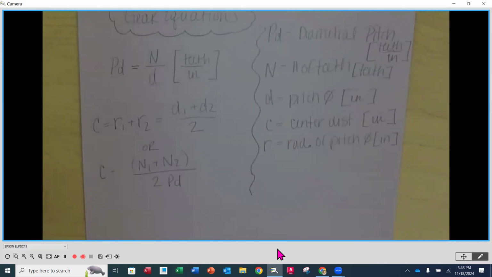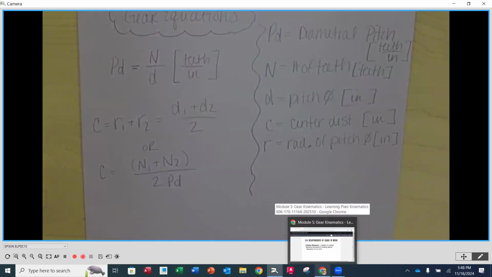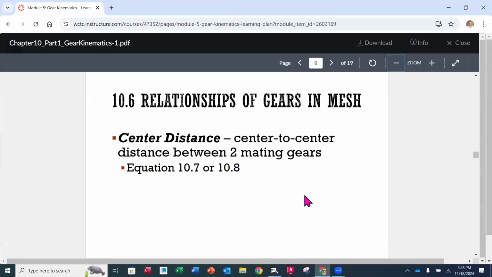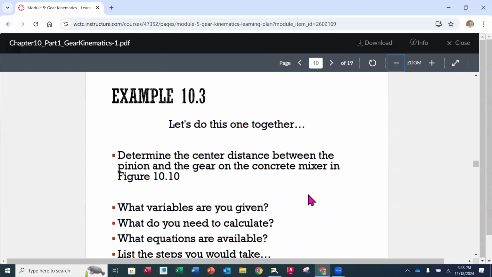So depending on the information that you have in a problem, one of these three versions of the center distance is going to work. As we look back at our PowerPoint presentation, let's do example 10.3, which is going to be determining center distance, okay?